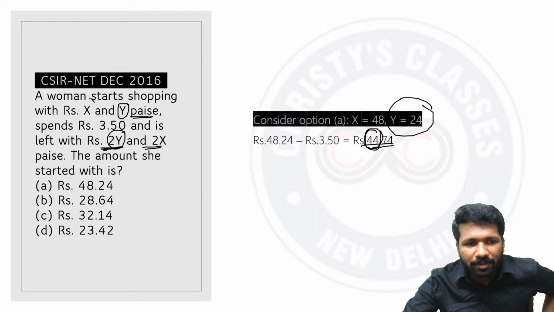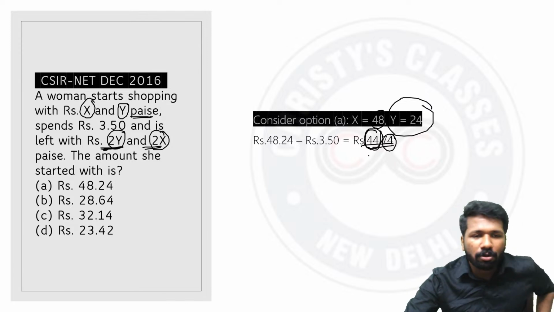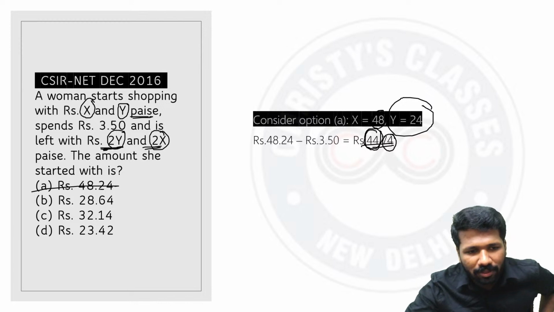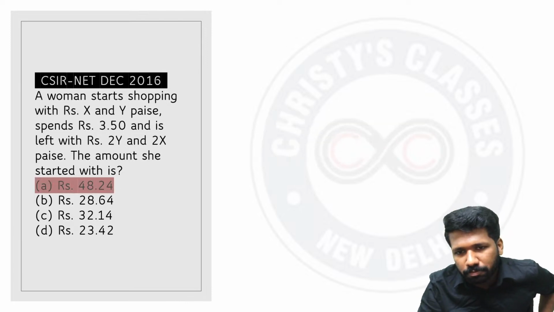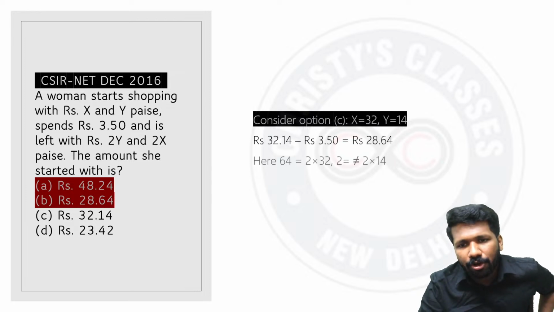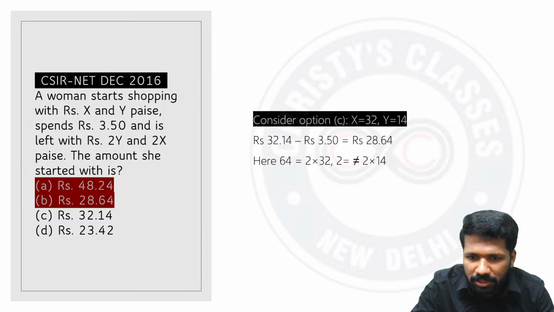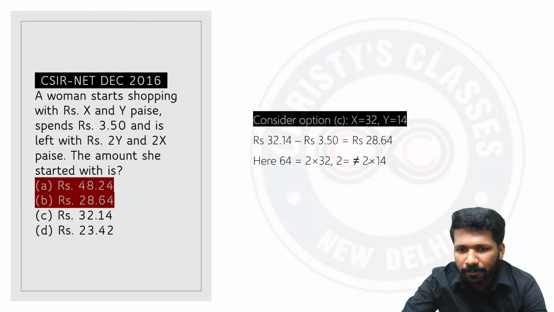And initial rupee was x. Final paise is 2x. So 48 rupee means 48 double is 96. But here it is 74. So both ways option A is clearly wrong. Like this you can try on each option. Second option you can try, you will get a contradiction. Third option will be satisfied. All of you check it. How third option is satisfied? I hope all of you understood. This is 28.